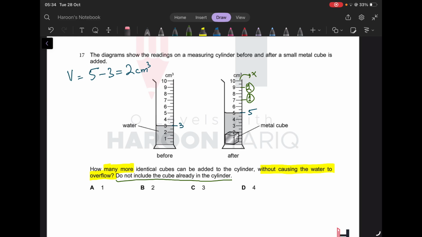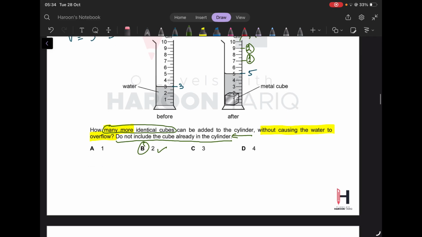So I can only add two more for the water to stay in this particular measuring cylinder. So over here, I'm looking for 2 as the answer, B. Make sure you do not add the cube which is already present. They specified over here as well how many more identical cubes. So more would be after the first one. So the correct answer is B. A lot of students just write C without reading the question properly.